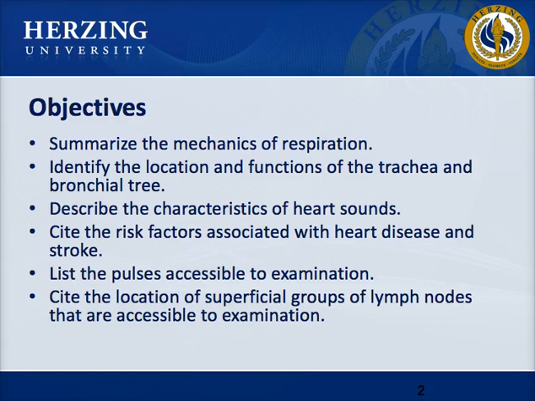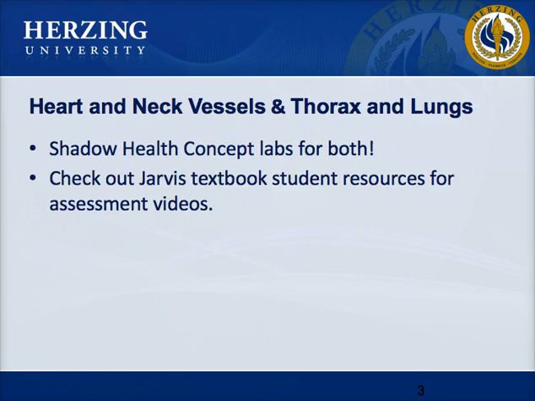The objectives for this week are to summarize the mechanics of respiration, identify the location and functions of the trachea and bronchial tree, describe the characteristics of heart sounds, cite the risk factors associated with heart disease and stroke, list the pulses that are accessible to examination, and cite the location of superficial groups of lymph nodes that are accessible to examination. For the heart and neck vessel content and thorax and lung content, please complete your Shadow Health concept labs. Also, you need to check out your Jarvis textbook student resources for assessment videos.